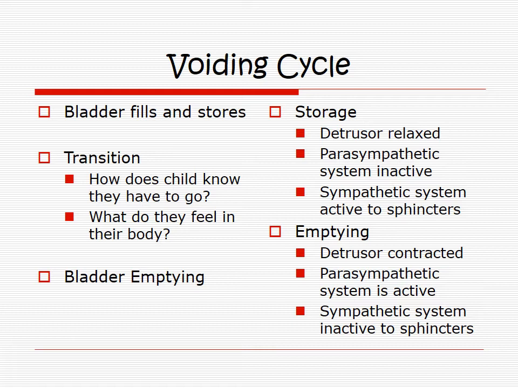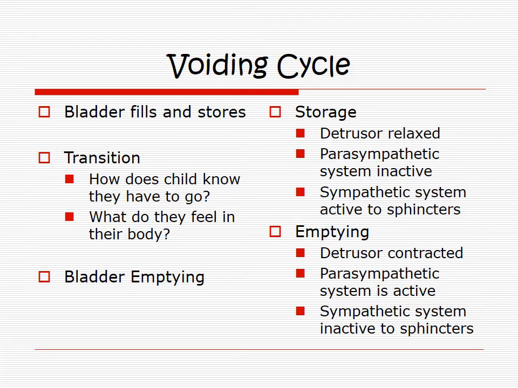During storage, the detrusor is relaxed. The parasympathetic nervous system is inactive, and the sympathetic system activates the sphincter. So the pelvic floor is holding the urine in, and the detrusor muscle is relaxing to allow the urine to fill it. And then when it's time for emptying, the detrusor muscle contracts, the parasympathetic system is active, and the sympathetic system is inactive to the sphincters, which allows the sphincters to open and let the urine come out.